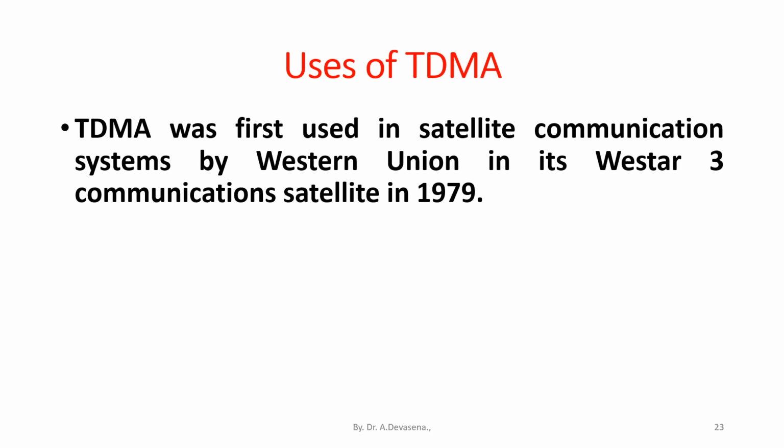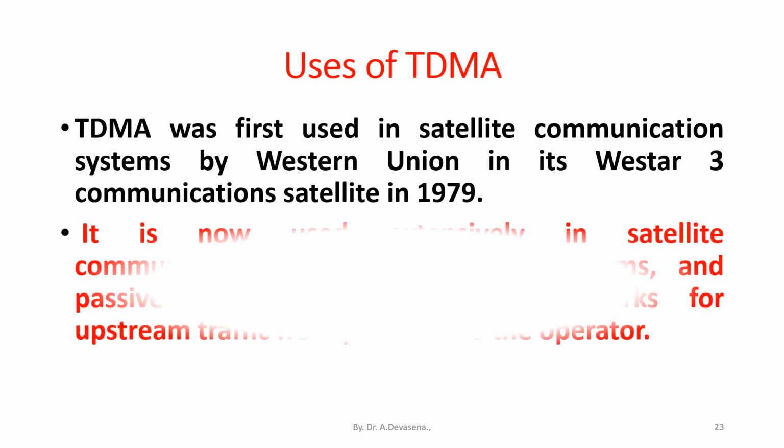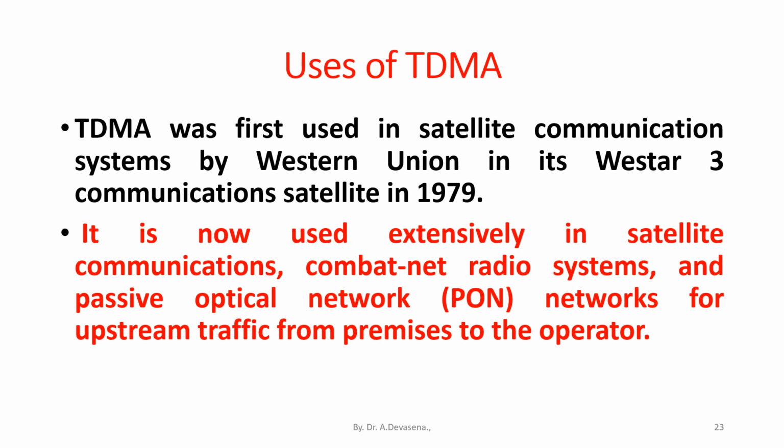TDMA was first used in satellite communication systems by Western Union in its Vesta 3 communications satellite in 1979. It is now used extensively in satellite communications, combat net radio systems, and passive optical network, that is PON networks, for upstream traffic from premises to the operator.